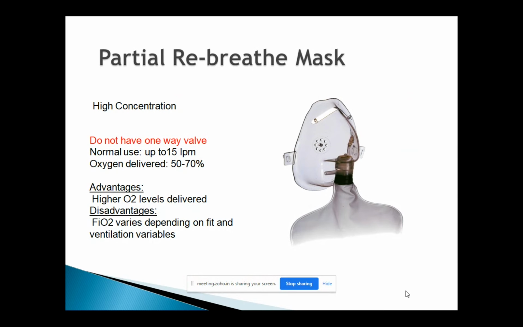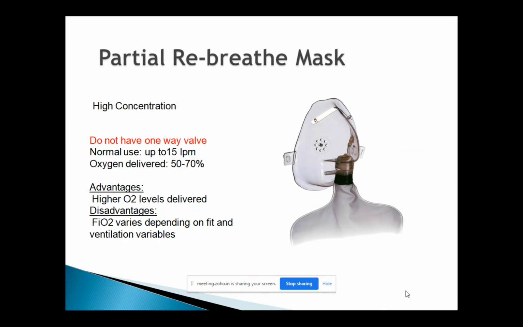But only one side has a valve, and on the other side the room air can still get in. So that's the reason it's called the partial rebreathe mask. The amount of oxygen concentration you can achieve is up to 50 to 70%. The advantage is you can give high O2 concentration to patients. For example, if your patient is really low on saturation and you want to improve their oxygen saturation really fast, this is one of the best ways to do it.